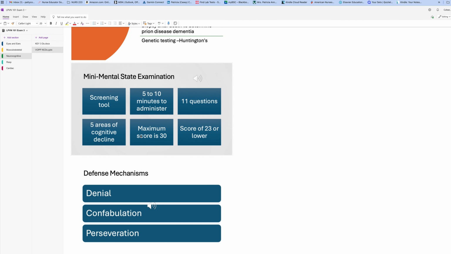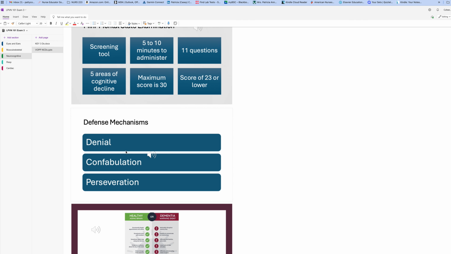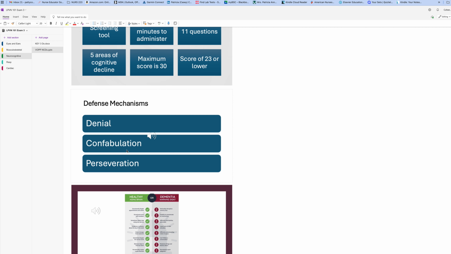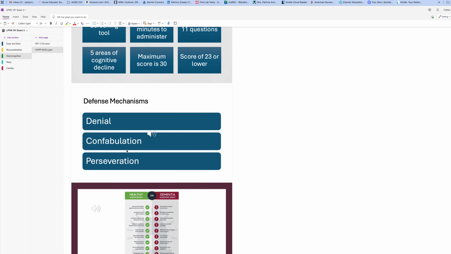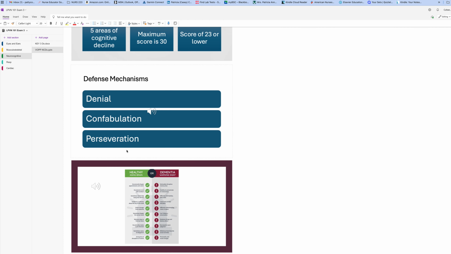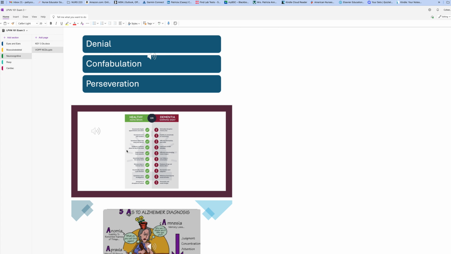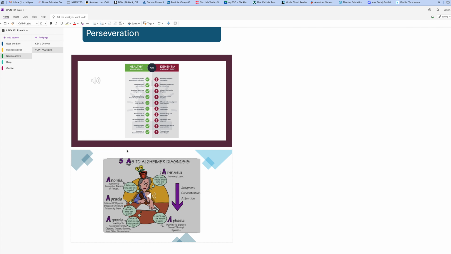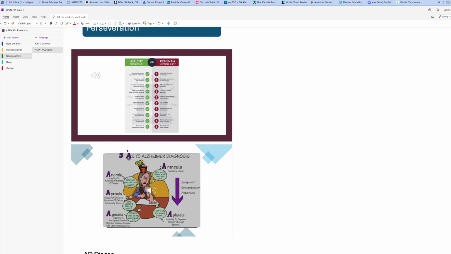Defense mechanisms, make sure you understand these. Very important because you need to be able to pick up on them, especially like confabulation. And people sometimes think their loved one is lying, but they're not. They're just trying to fill knowledge gaps because they can't remember. And perseveration, they're trying to maintain their self esteem. So make sure you know what that means. Know the difference between a healthy aging brain and dementia, the signs and symptoms.